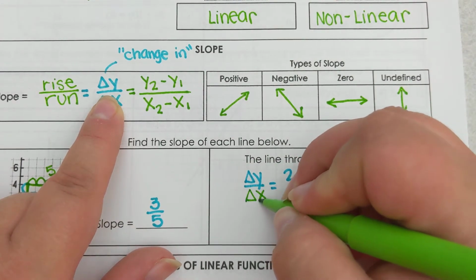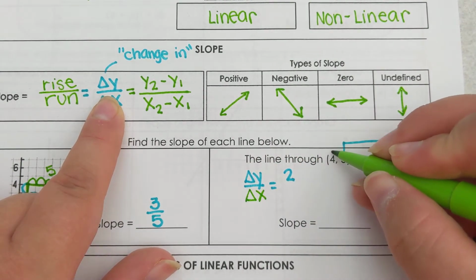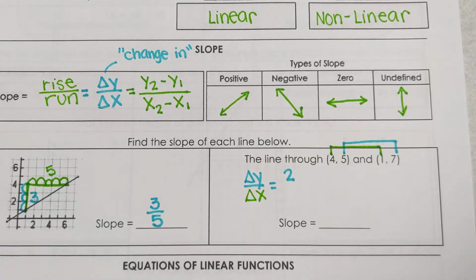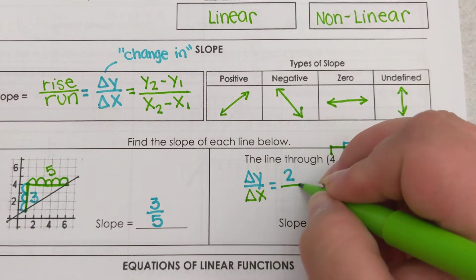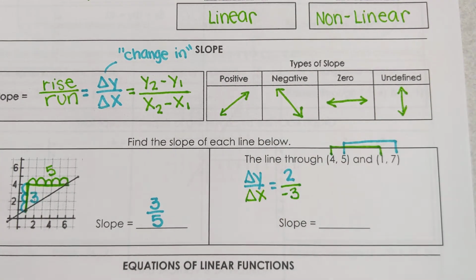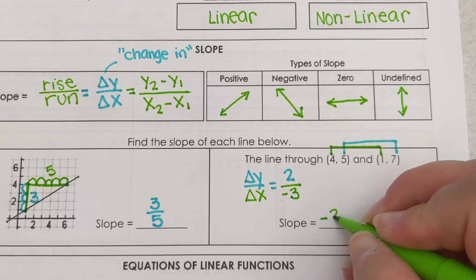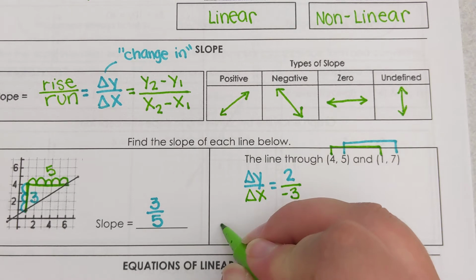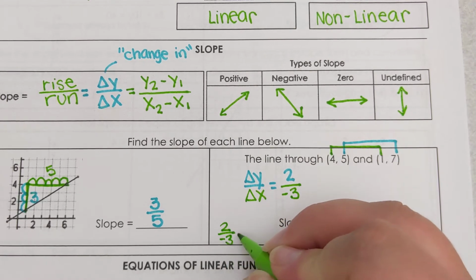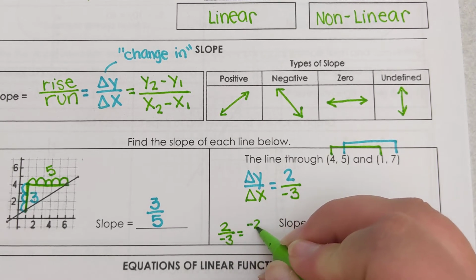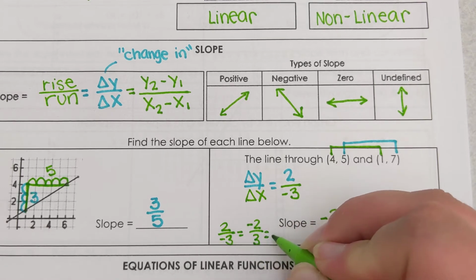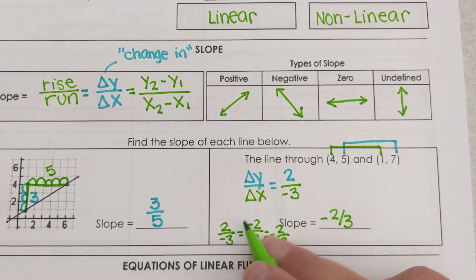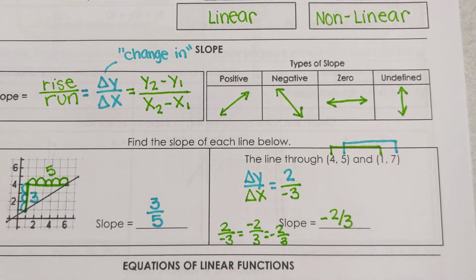My change in x goes from 4 to 1. That's going down 3. So I'm going to go ahead and call that negative 3. So my slope is negative 2/3. And really quickly, I'm just going to tell you that 2 over negative 3 is the same thing as negative 2 over 3 is the same thing as negative 2/3. It doesn't matter whether that negative goes bottom, top, or out front. They're all the same thing.